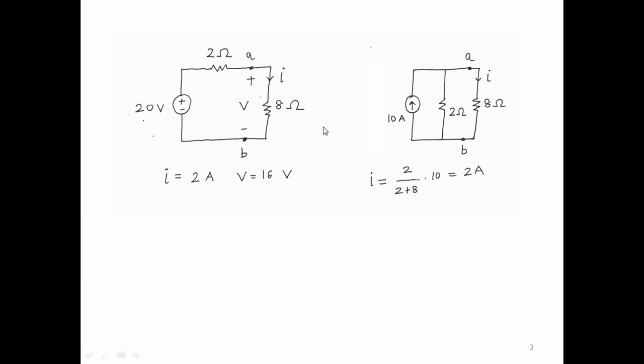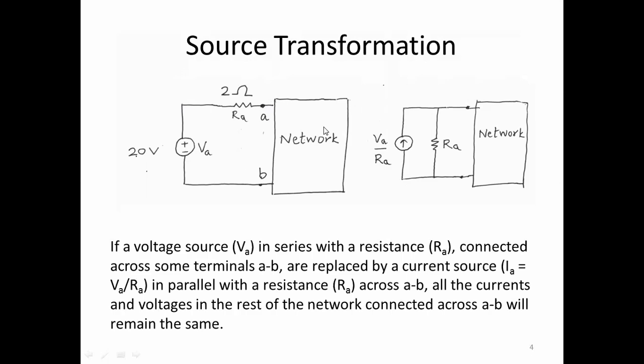Alright, so now with this example, we state a theorem, and this theorem is called the source transformation theorem. The theorem states that if there is a voltage source VA connected in series with a resistance RA across any network at terminals A and B, then this VA and RA can be replaced by a current source in parallel with a resistance across that same network, and if this current source value is VA by RA and this resistance is RA, then all the voltages and currents in this network in these two will remain the same. So if we replace VA and RA with IA and RA, then nothing changes in these two networks. This is the source transformation theorem.